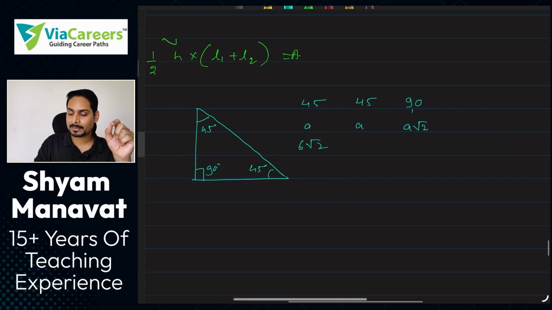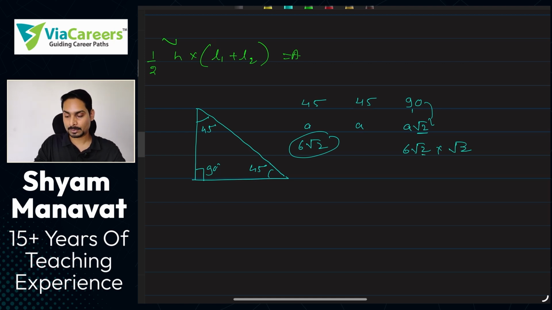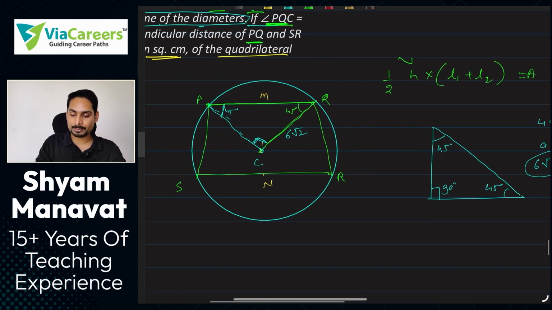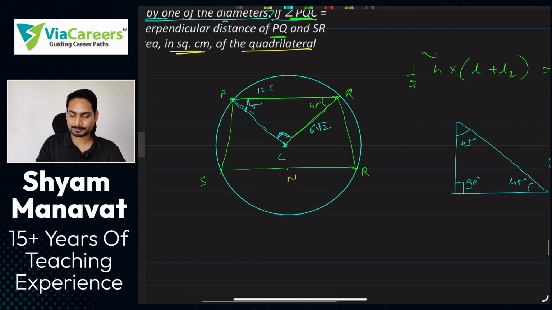It means the side opposite to 90 degree should be 6 root 2, which is A, into root 2, as per the property. So root 2 into root 2 is 2. So 2 times 6 is 12. So this is 12. That means PQ, which is the side opposite to 90 degree, is 12 centimeter. Is it fine till here?